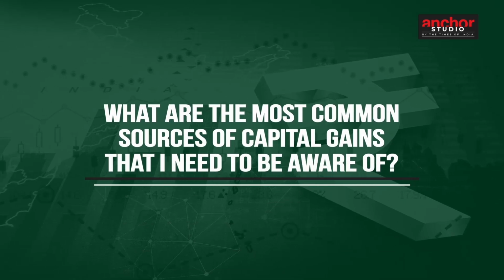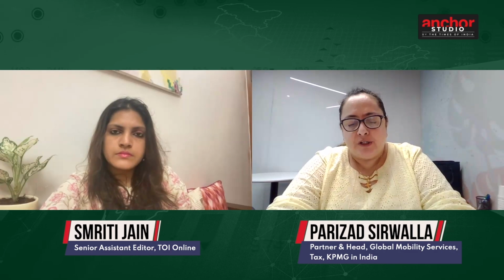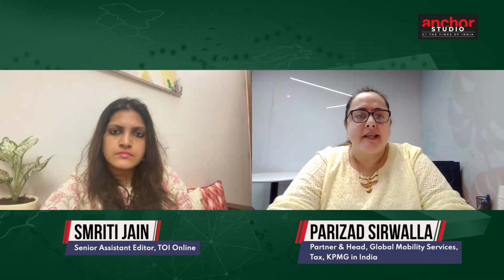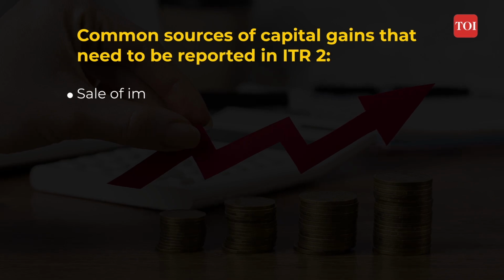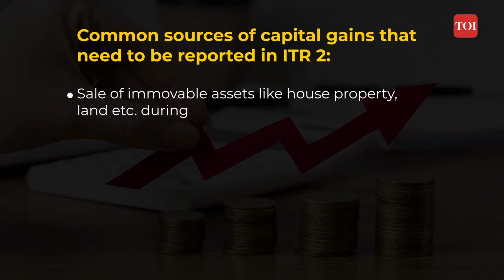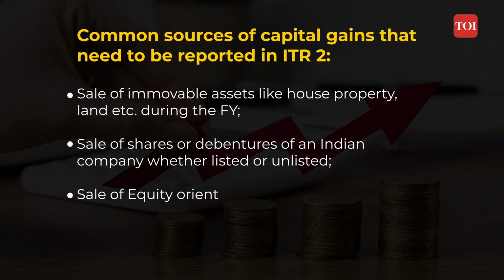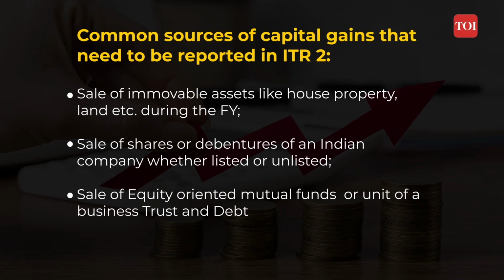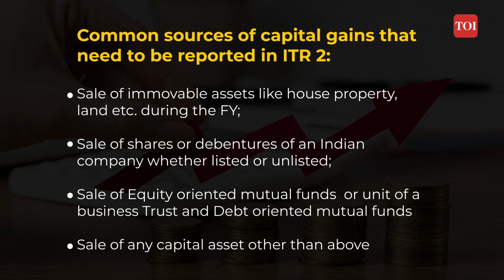Right. So for ITR-2, what are the most common sources of capital gains that I should be aware of? So the most common sources of capital gains that generally any individual taxpayer would have, Smriti, would be, as I said, if you're into real estate, sale of immovable assets, any property or land that you sold during the year. A lot of individuals obviously are into capital market transactions. So any sale of shares, debentures, any other financial instruments, equity or any other mutual fund that you may have sold during the year, or any other capital asset that you can think of. Largely, this would comprise income under the head capital gains.